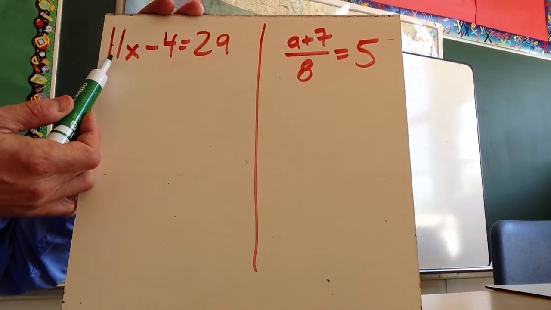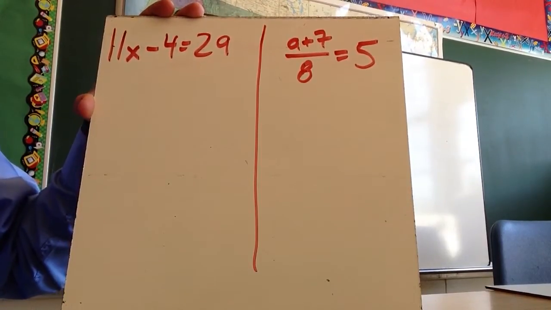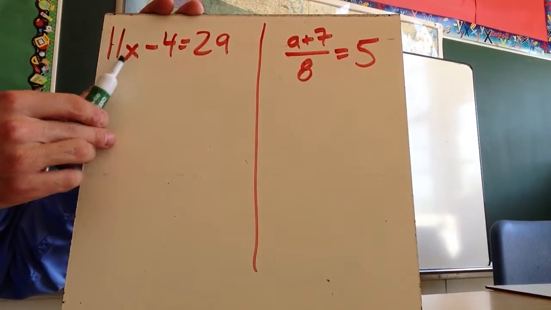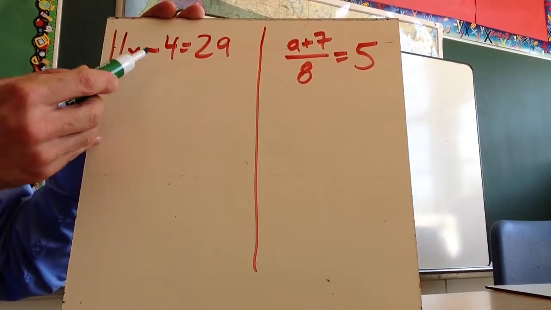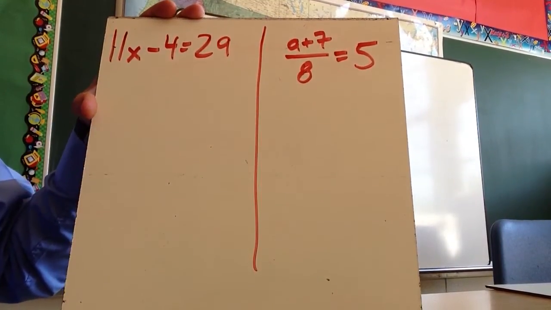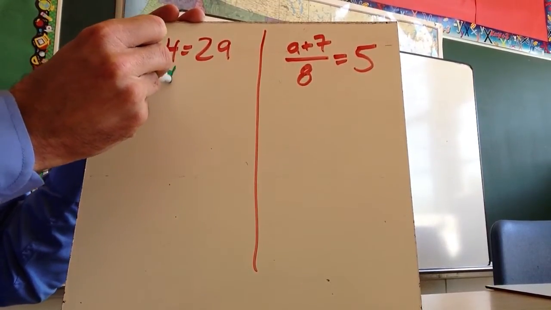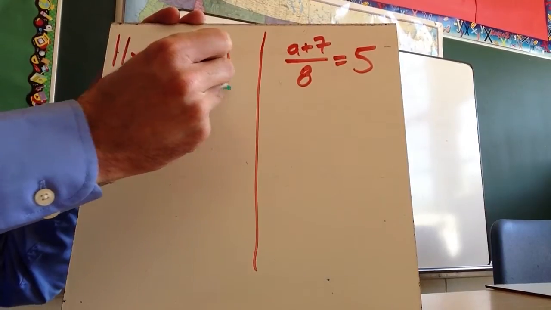So here in this first problem, I got 11x minus 4 equals 29. So the idea is I want to isolate the variable, right? I want to get the x by itself. So the first thing I got to do, this 11 I'm going to deal with later, the first thing I got to do is this negative 4, the subtracting 4. The opposite of negative 4 is positive 4. So I'm going to add 4 to both sides.